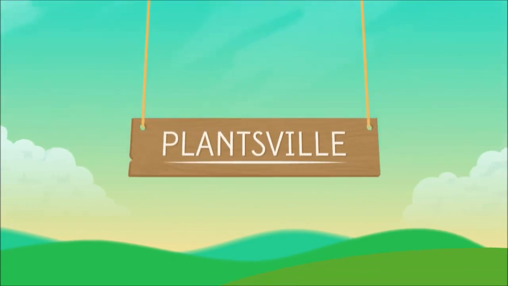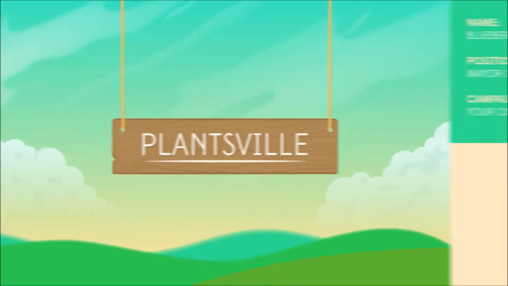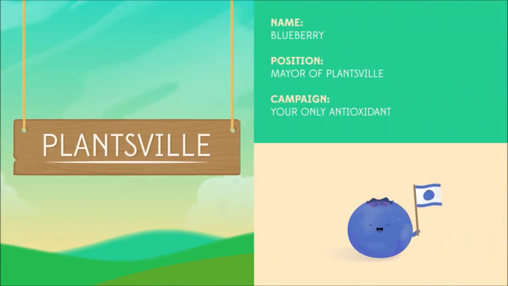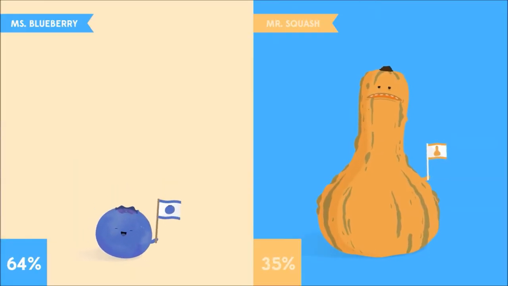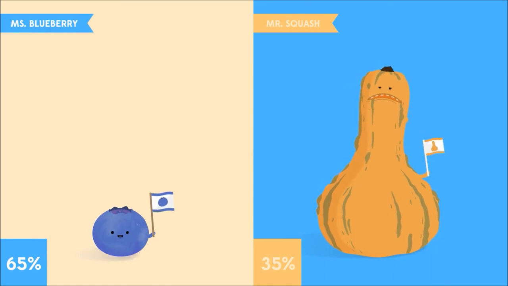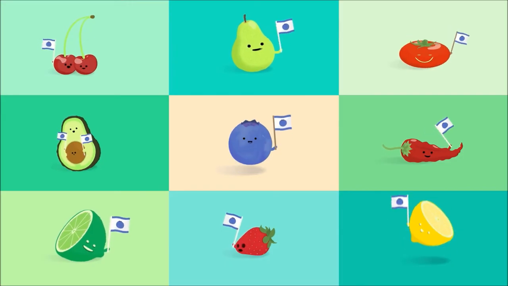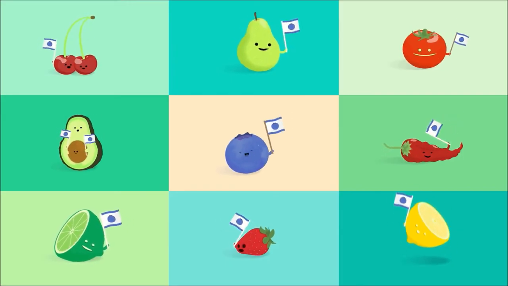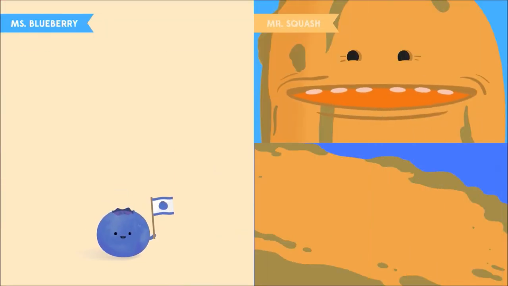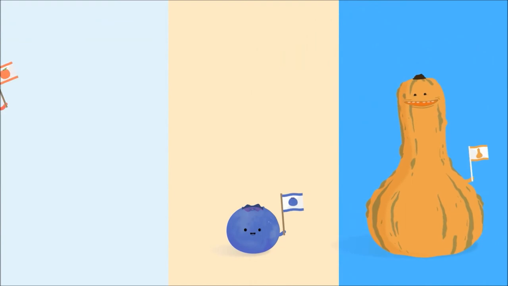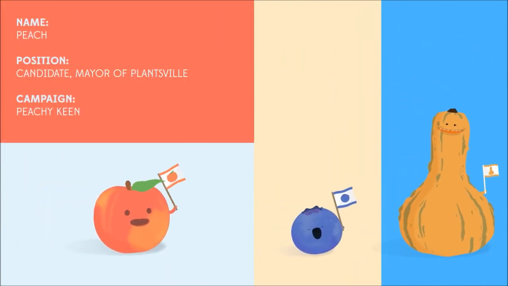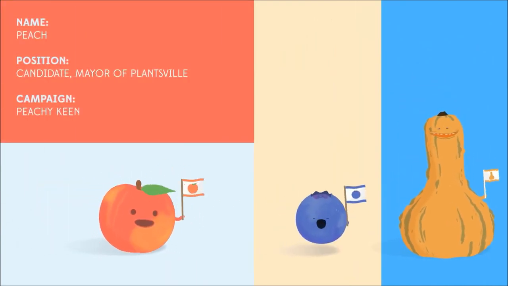Let's take a trip to Plantsville. It's election time, and Mayor Blueberry is campaigning hard for a second term in office. She won the last election with 65% against her opponent, Mr. Squash, and she still enjoys strong support. Once again, Mr. Squash is quick to challenge Ms. Blueberry, but this time, they're joined by a third challenger, Mr. Peach, who shares similar views with Mayor Blueberry.